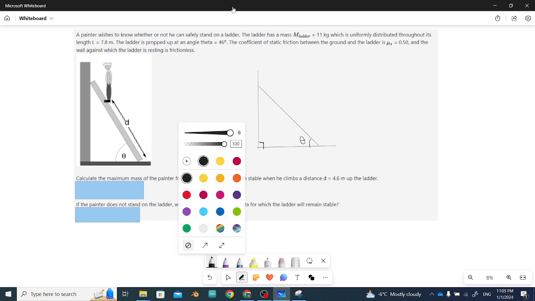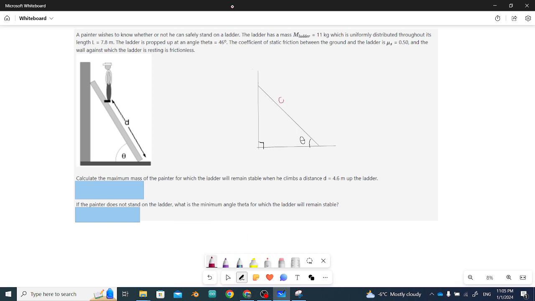So this is the painter here, and he is a distance, they say, 4.6 meters. Well, the whole ladder is 7.8 meters, and that will be pretty much all we need here.